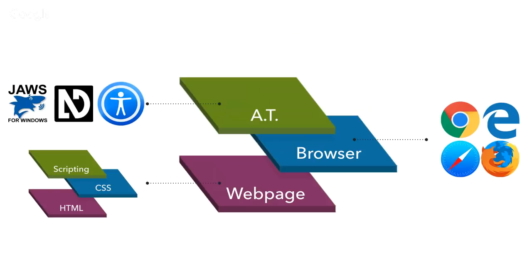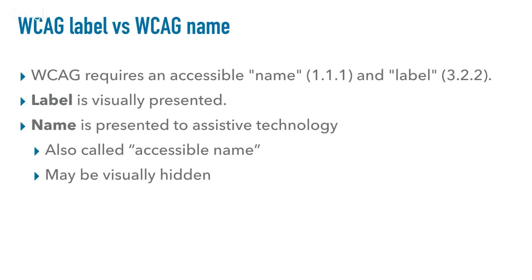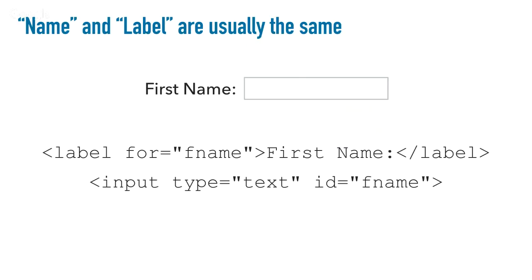Before I get into too much more detail here, I want to define a couple terms that are in the Web Content Accessibility Guidelines. Those are label and name. So in the guidelines, it requires that we provide an accessible name. Tell the user what this thing is for, that it's the register button, it's the username text box. That's the name, that's the thing that's presented to assistive technology, sometimes called an accessible name. The label is what shows up visually. So for sighted users, that's what identifies what a particular thing is. WCAG requires that we have both, that it has a name and it has a label. Typically, the name and the label are the same.